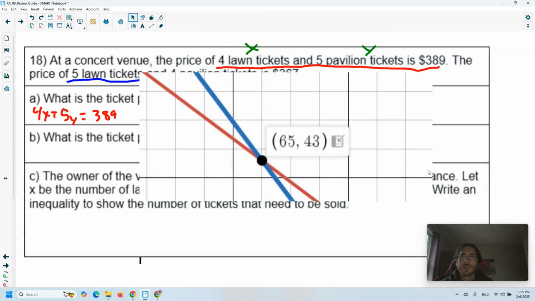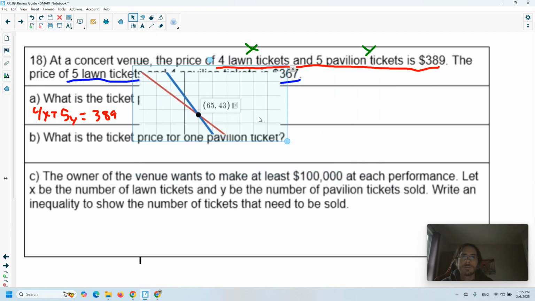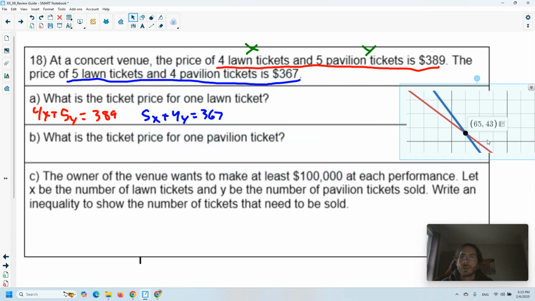All right, so we got our intersection point, but we need to actually answer the question. The question is, what's the price of 1 lawn ticket? So it's asking if you know the difference between which one should be which one. This time they said lawn, so lawn goes with x, so we're going to pick 65. Pavilion goes with y, so we're going to pick 43. So there we go. So we got it.